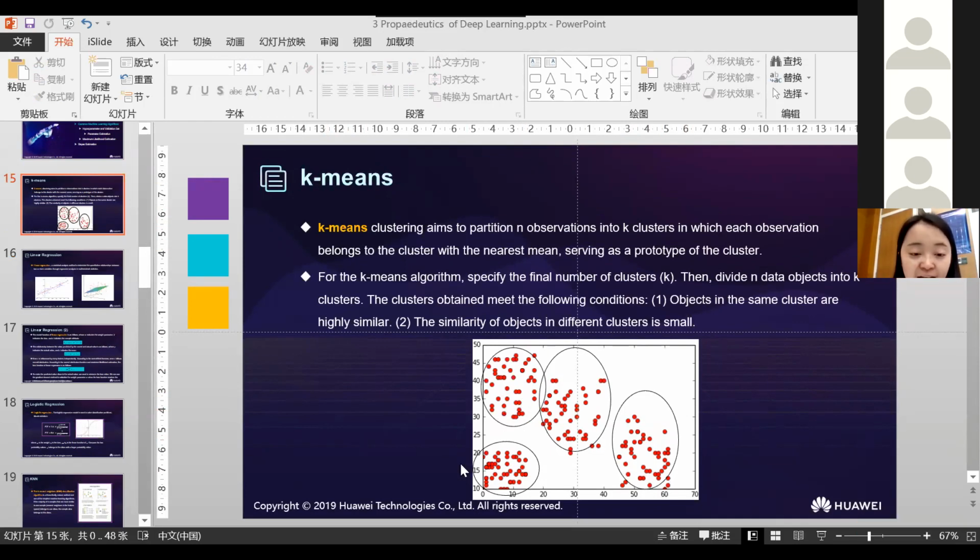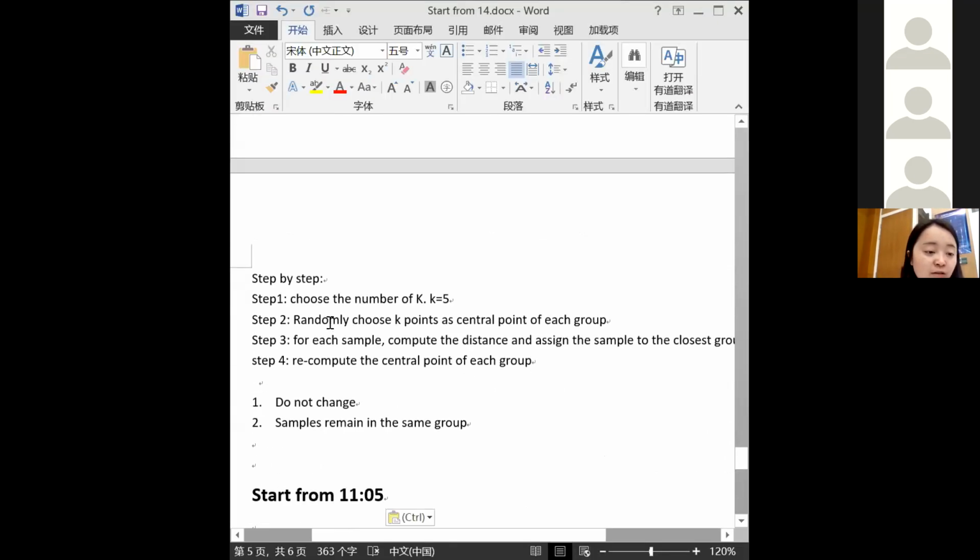And here we may have a review of the k-means algorithm step by step. So first we choose the number of k, and then we randomly choose k points as the central points of each group.